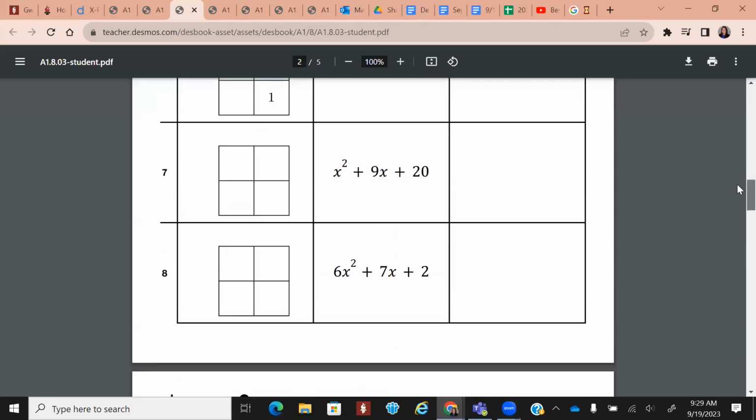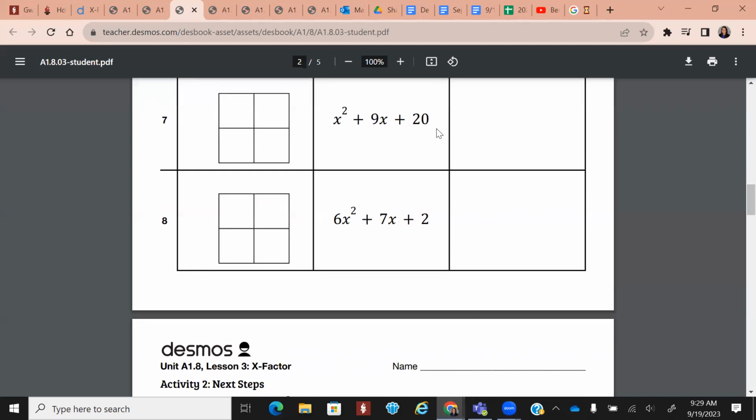All right, on number 8, it's a little tricky. So this first term goes in the first box. Last term goes in this last box. What are factors of 2? 2 and 1. So we already know that this is going to be a 1 and a 2 over there. What are factors of 6x squared? 2x and 3x, right? So let's try 2x here and 3x here.